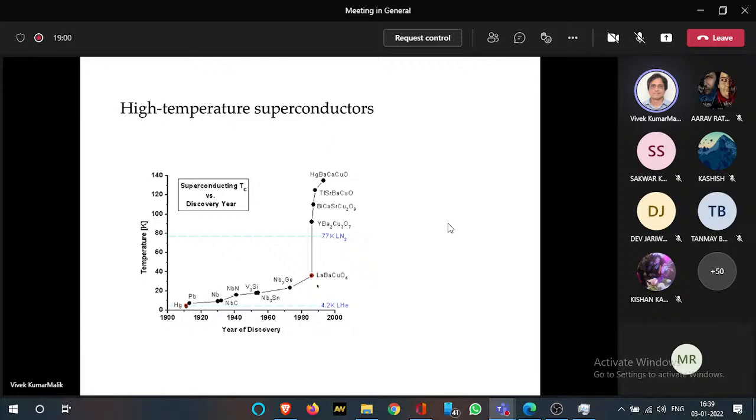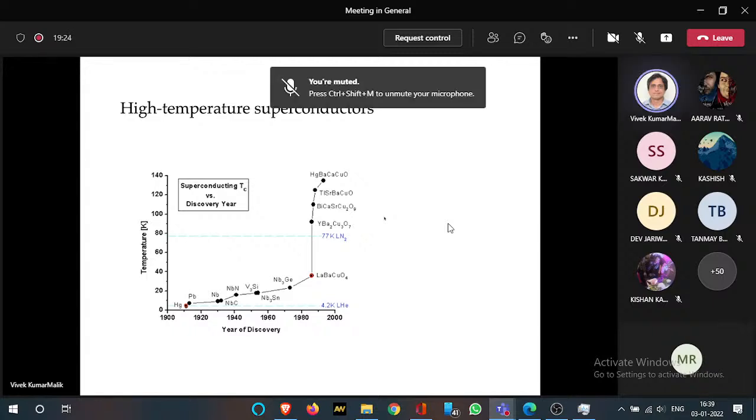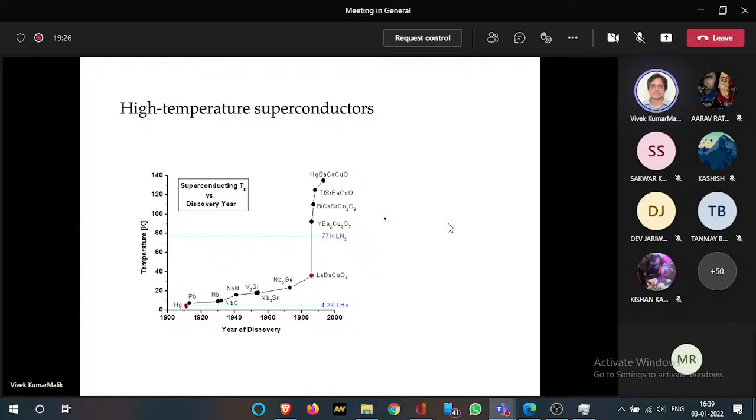So within 1 or 2 years, the TC was increasing, and at that time there was so much hype that soon we would realize a room temperature superconductor. A lot of funding came in, and there was a lot of research, but these materials are still interesting, and as I said, they received the Nobel Prize for that. Still, we do not know how the superconductivity occurs, because BCS theory cannot be applied to these superconductors.